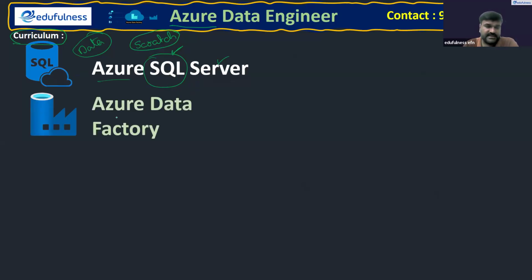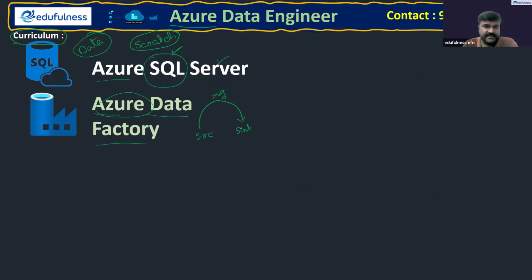Then, very importantly, Data Factory. This is one of the trending technologies from the cloud Azure side. Because of its flexibility and many other features, Data Factory became very famous. Mainly people use this for data migration, from source to sink.